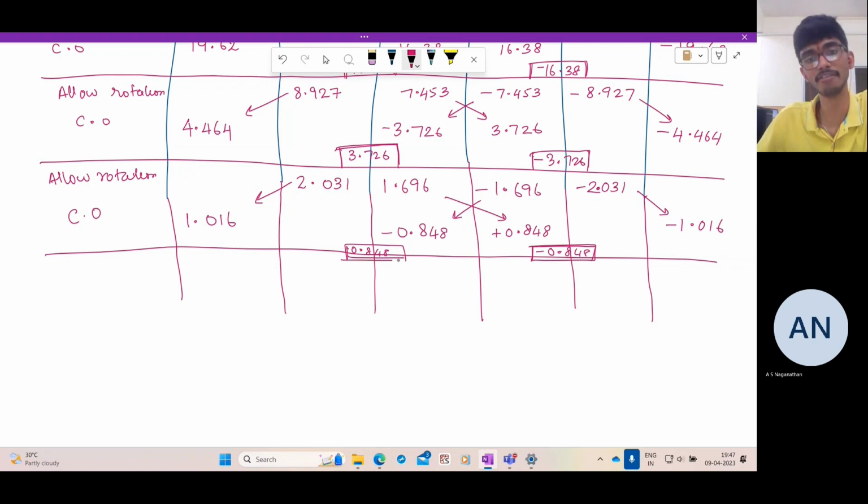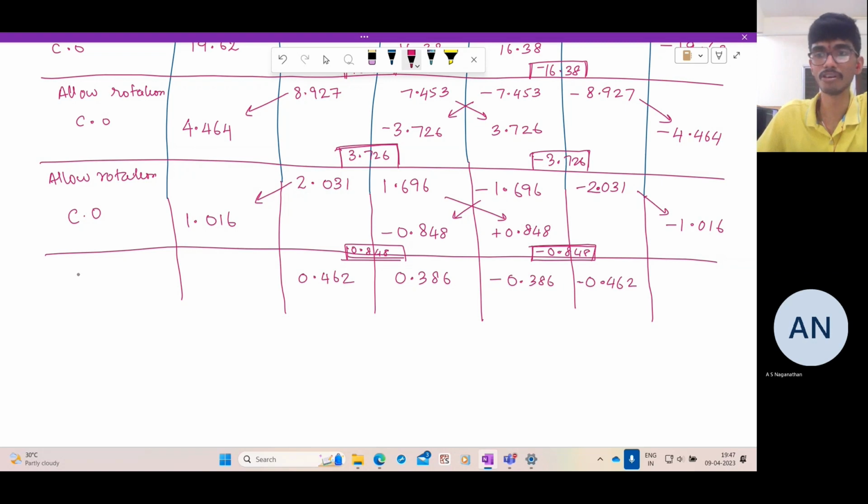So this has to be split according to the 0.545 and 0.455. So you do, so here you get 0.462 and 0.386. So here it is minus 0.386 and 0.386.